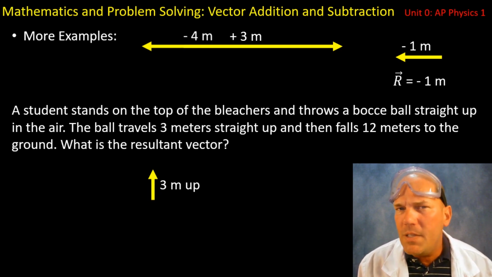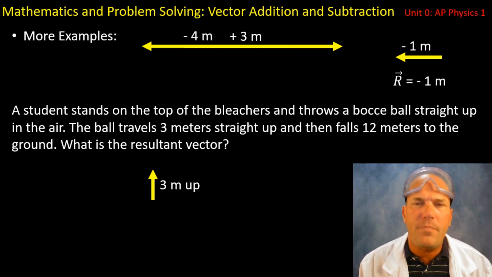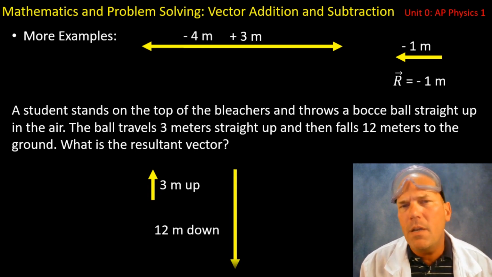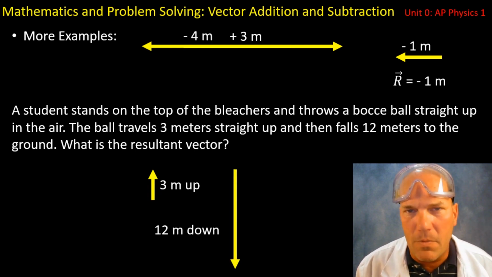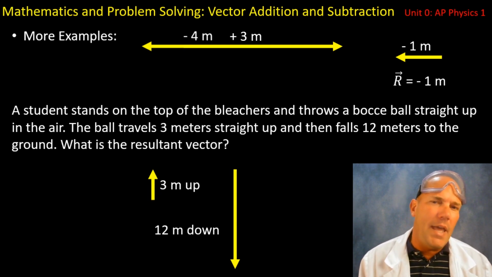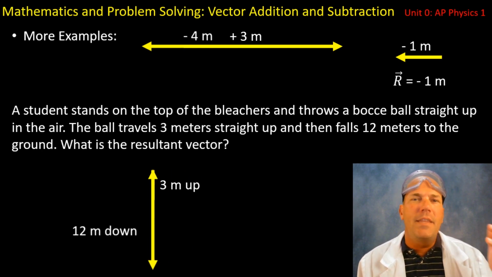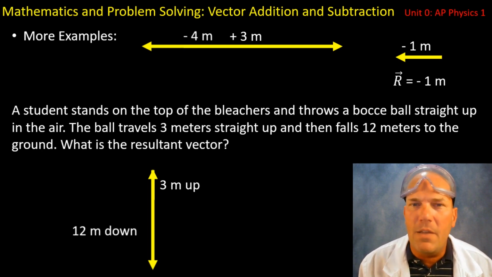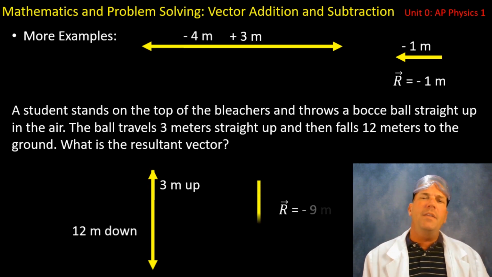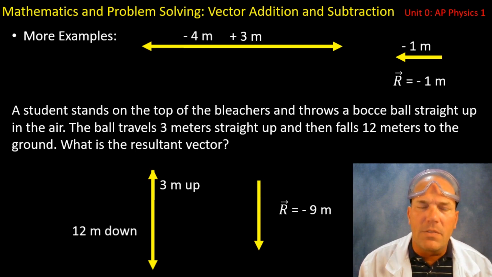Notice I'm using relative directions, which I taught you about in the first video. What happens after the bocce ball goes 3 meters up? It comes 12 meters down. So I have two vectors here that I'm going to be adding up. Using head-to-tail vector addition and aligning the tail of the second vector to the head of the first vector, I can solve this problem to find the resultant vector is negative 9 meters.